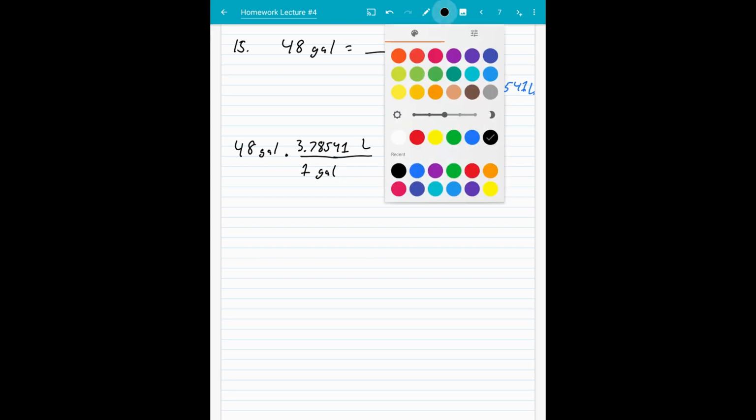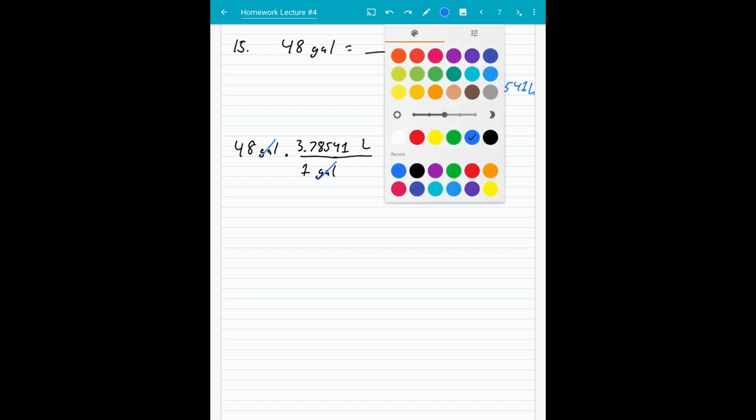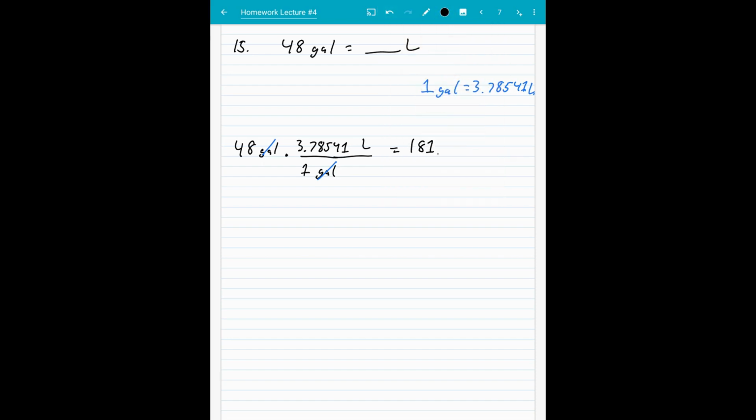Reason being is because our gallons cancel out. And all you got to do is multiply the 48 times the 3.78541. So 48 times 3.78541, type in on the calculator, is 100. Oops, I'm going to keep it in the black ink. 181.69968. That's the number I get, and that's liters.